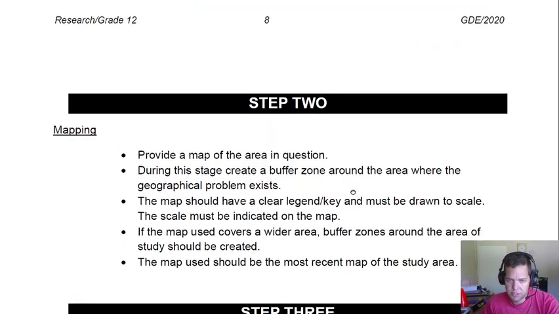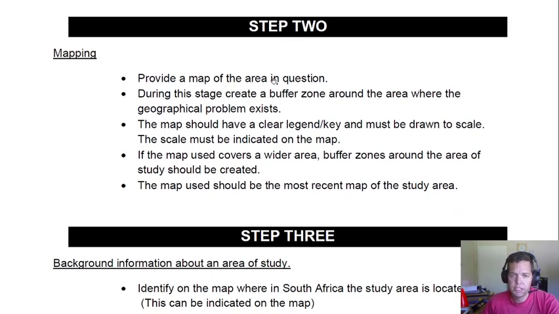Once you've got your hypothesis, you need to now map the area. It should be A4 or smaller. You need to show what area you're looking at. You need to draw a buffer zone around it, and you should have a legend and a key. It should be an appropriate scale as well, and it should be recent.